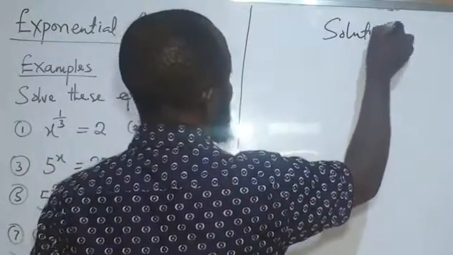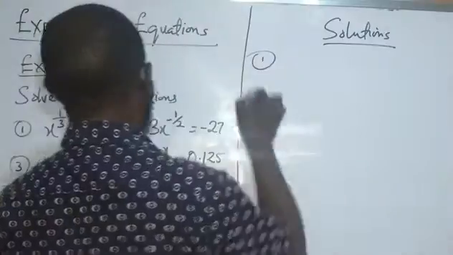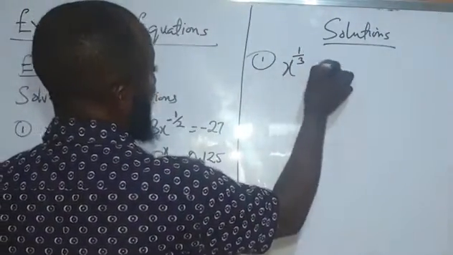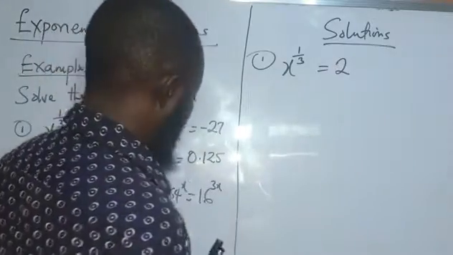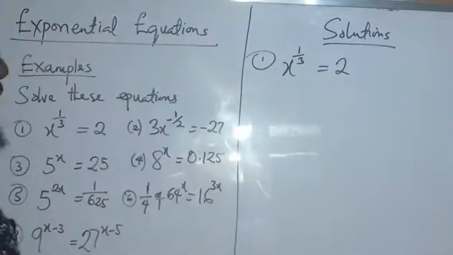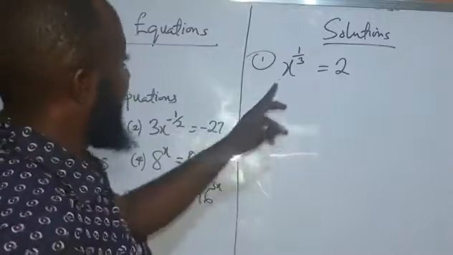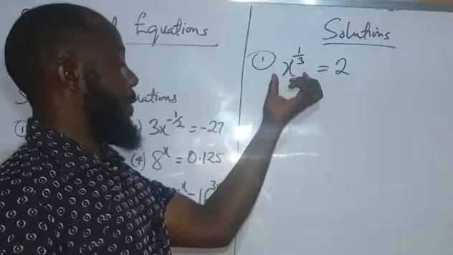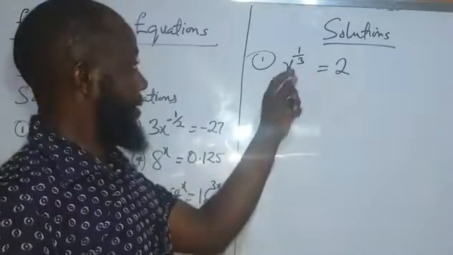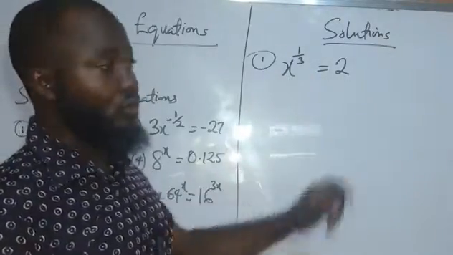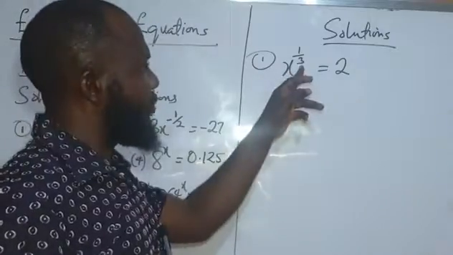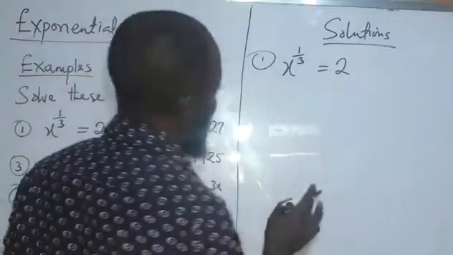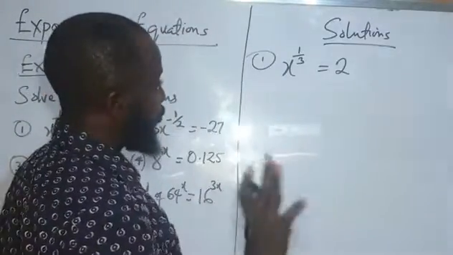Solution. The first question we have here is x raised to power 1 over 3 equals 2. From what you can see here, you will notice that this 1 over 3 is a power. This is a fractional index equals 2. Now the question is, how can we remove this fraction? If you look at this, we have two ways. We can do it in two ways.